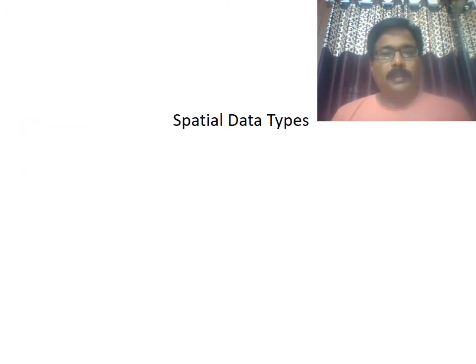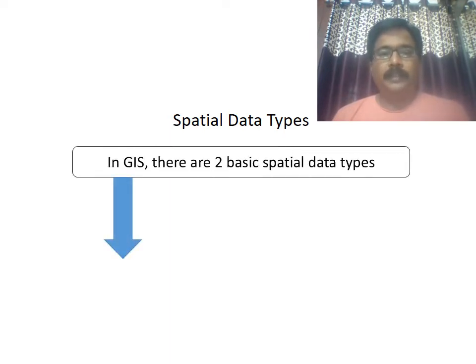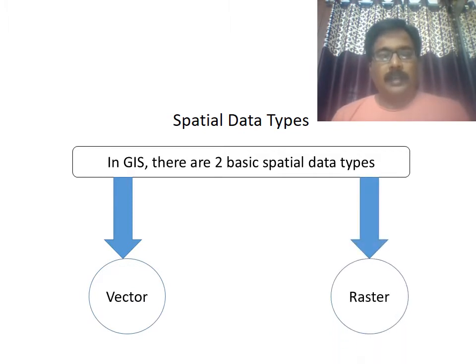Now let us look at the spatial data types. So in GIS, if you take the spatial data types, there are two basic types. One is called the vector data type, the other one is called the raster data type. Now we try to understand what is this vector data and raster data.